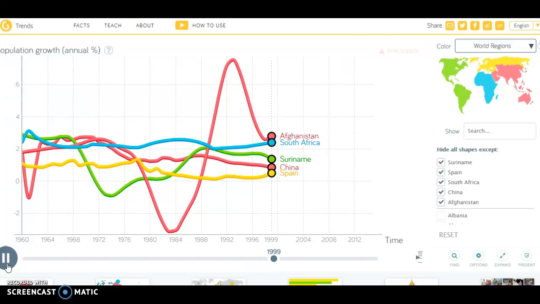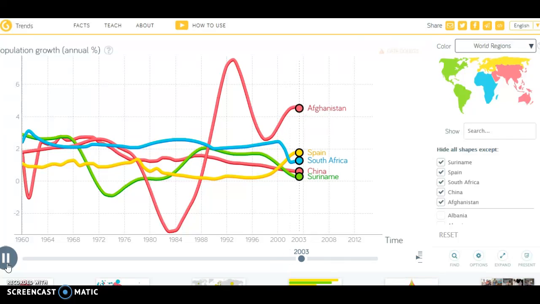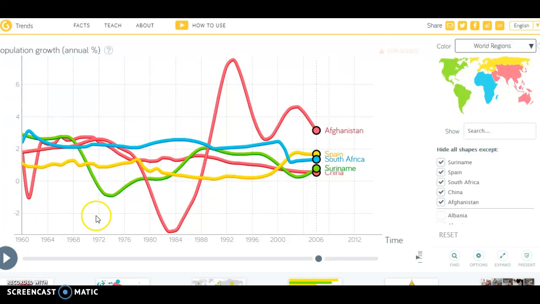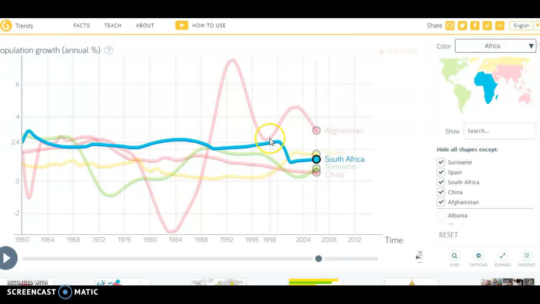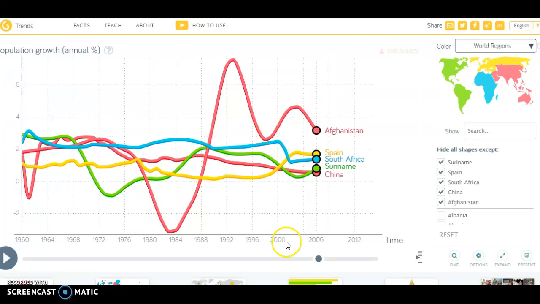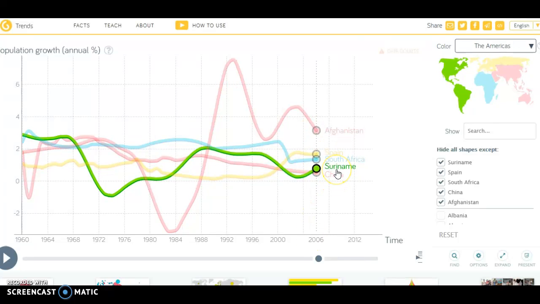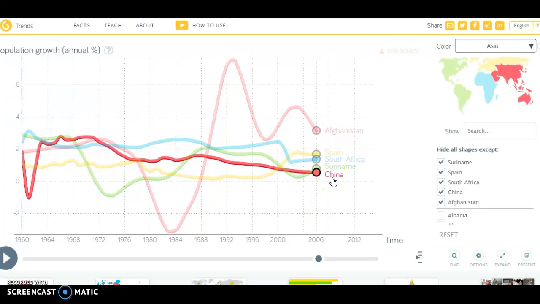Now Afghanistan is dropping. Spain is increasing. Here we can see Afghanistan dropped. Spain is at the 2nd place. South Africa is at the 3rd place, that's in 2006. Suriname at the 4th place, and China at the 5th place.